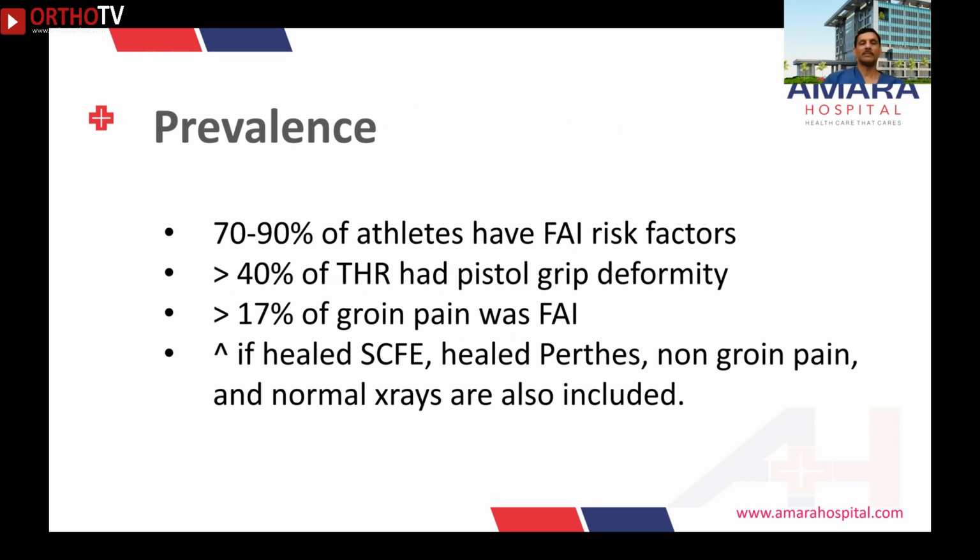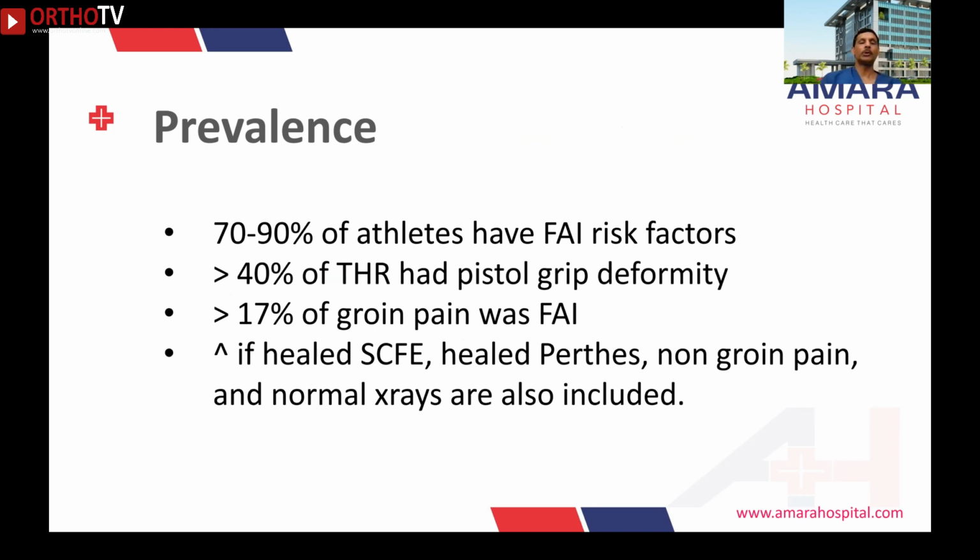This slide on prevalence. In American athletes, young athletes, 70 to 90% of athletes have cam morphology or some other type of FAI risk factor that I listed earlier. 70 to 90%. But not all of them will impinge. So risk factors are just risk factors. They don't diagnose a condition.